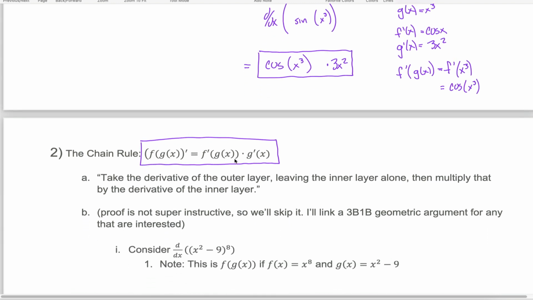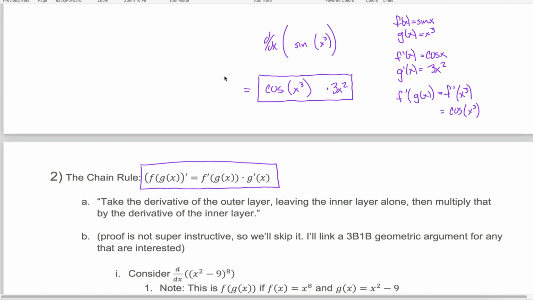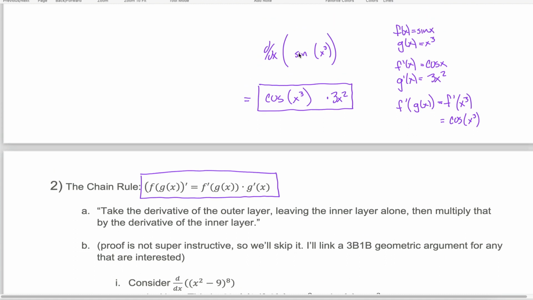So what is going on here is you're supposed to look at the thing that you're taking the derivative of as layers. When you compose functions together, I want you to be able to think about which one is the outer layer and which one is the inner layer. In this specific case, the outer layer was the sine of x and the inner layer was the x cubed. The outer and inner layers are defined as the f and the g that make up f of g of x.